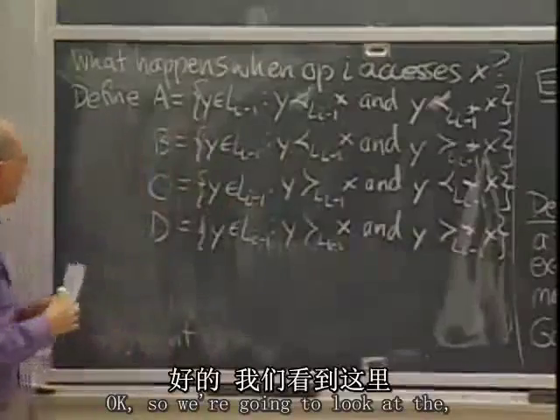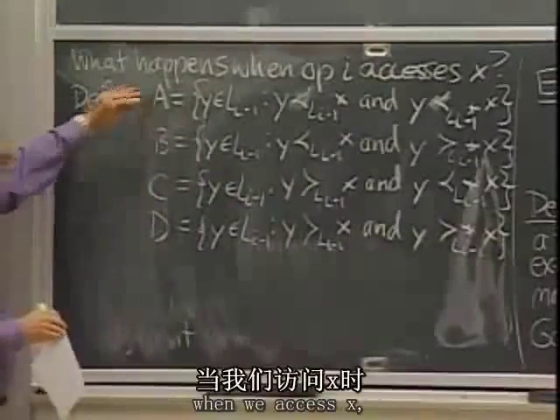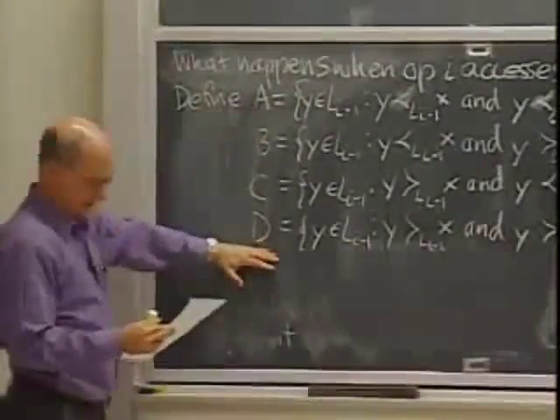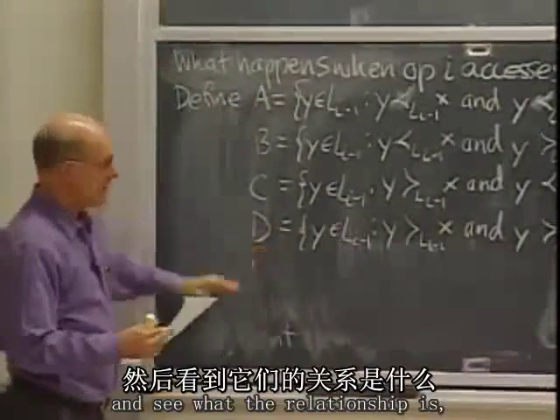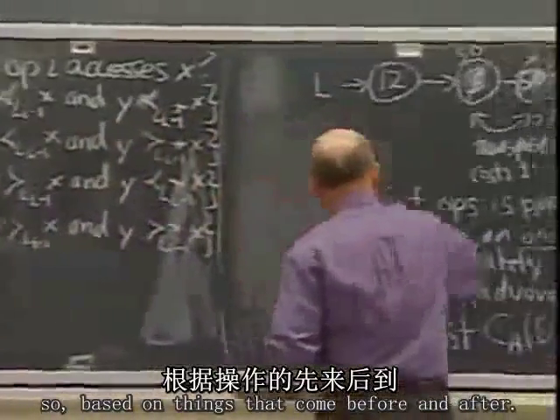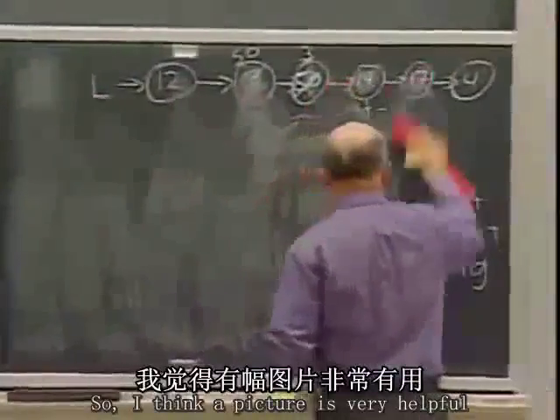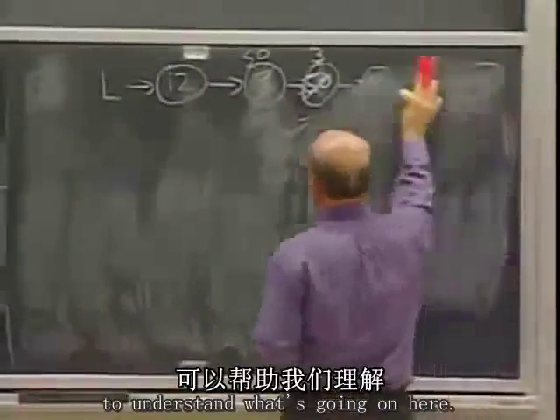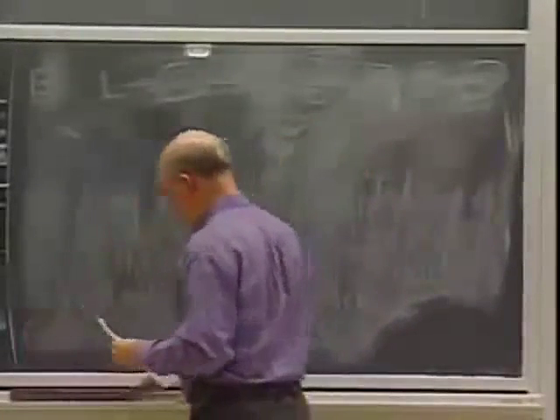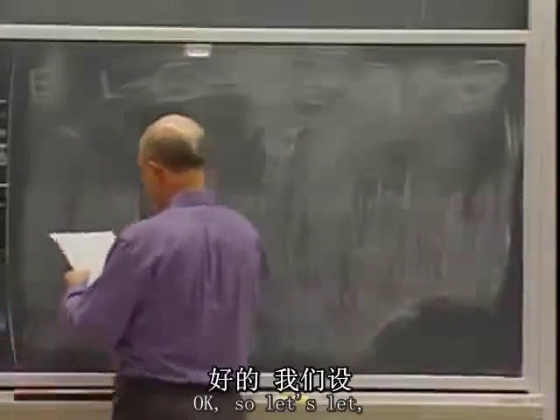So when we access X, we're going to look at the two lists and see what the relationship is, based on things that come before and after. I think a picture is very helpful to understand what's going on here.